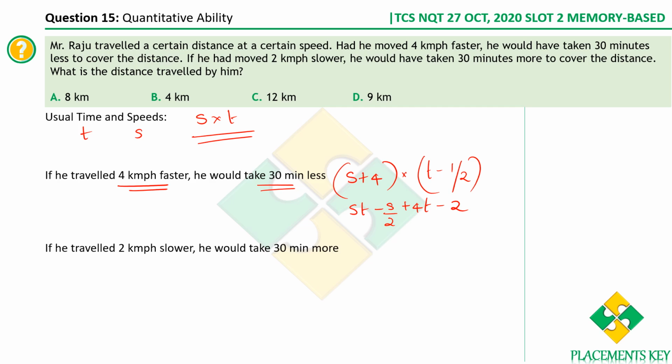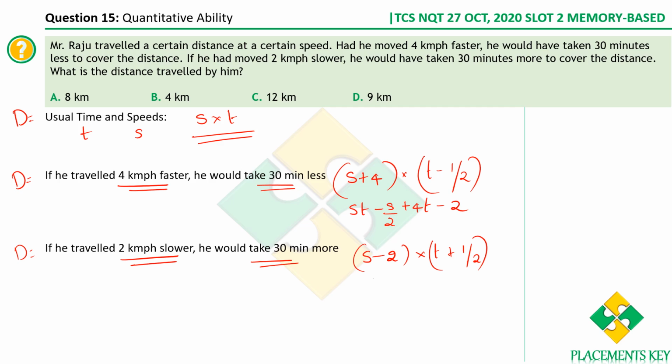Now let's take the third case. If he traveled 2 kilometers per hour slower, he would have taken 30 minutes more. So the speed would be s minus 2, and the time is t plus half. If you multiply the speed and time, you get the distance, and we know the distance doesn't change. Whatever distance we calculate in all three cases should be the same.